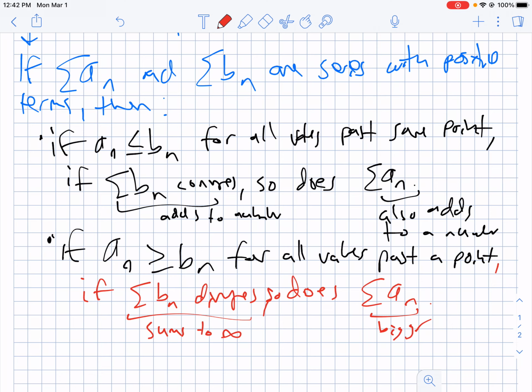I'm going to be honest, it's not very often that you're going to look at a series and say, oh, I'm going to use the comparison test on this. Mostly it's just something where you want to understand the intuition behind it.